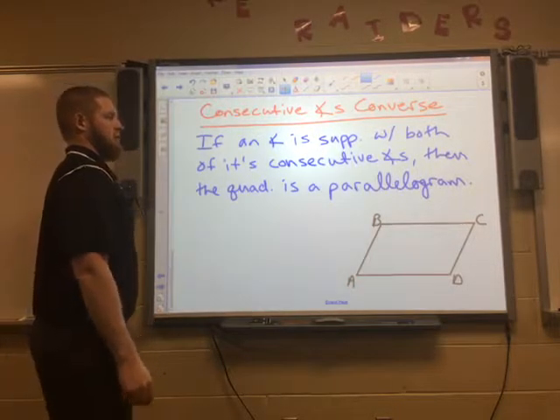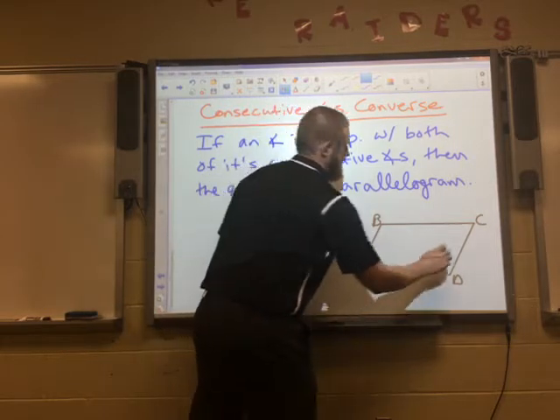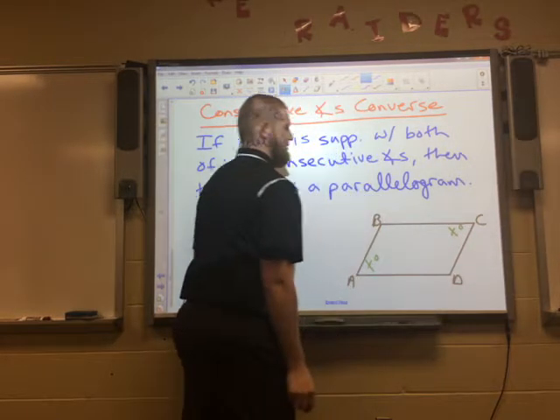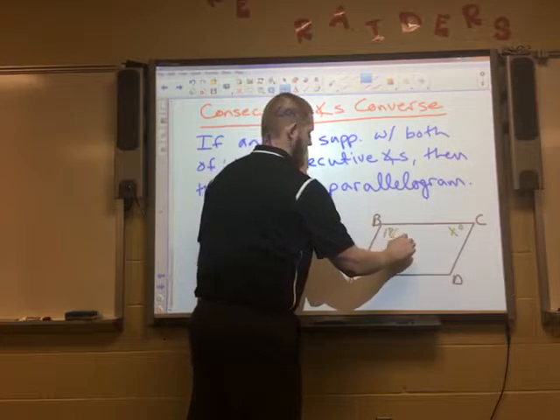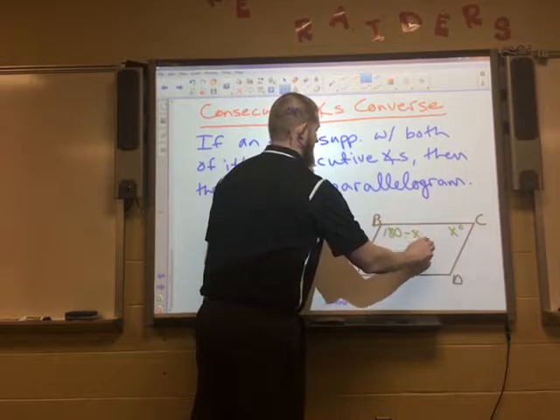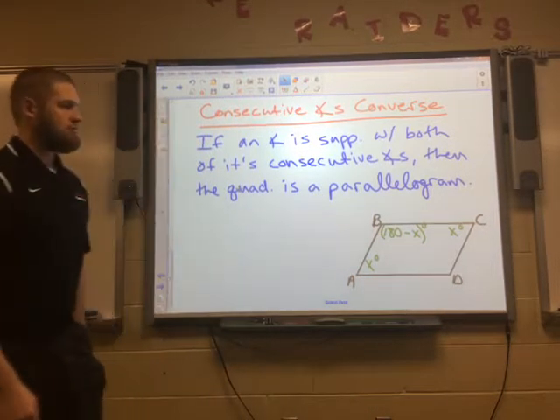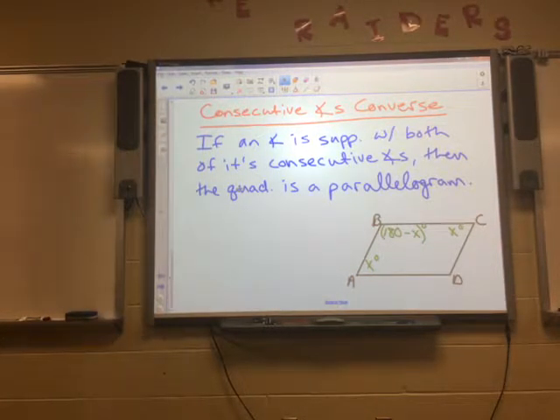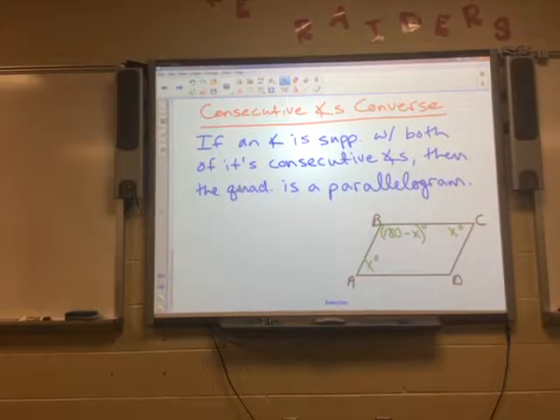So what that's going to look like, that's going to look a little bit different for us. If this is x degrees and this is x degrees, that means angle B or D has to be 180 minus x degrees. Because if I took 180 minus that other angle, that would tell me what that measure is, correct?